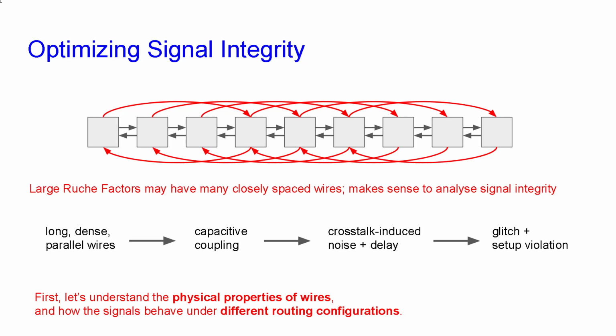Fortunately, crosstalk analysis is a standard procedure in modern CAD flow. With parasitic extraction and static timing analysis, we can accurately measure the impact of the crosstalk. However, what we're trying to do in this paper is to provide some guidelines for implementing a Ruche network in a more systematic way. This method involves first understanding the properties of the wires and how the signals behave under different routing configurations.